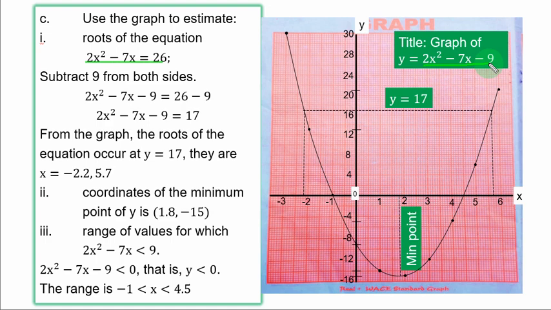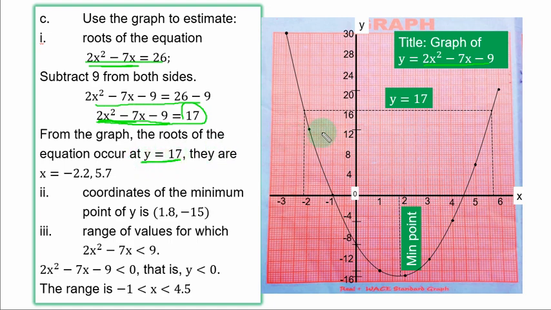So for you to use the graph to solve any other equation, that equation must be simplified to the one that is plotted. To achieve that, from here you simply subtract 9 from both sides, so you have it in this form. Therefore 2s squared minus 7s minus 9 is equal to 17. And you know everything here is equal to y. If you replace this with y, it means the solution of the equation occurs at y equal to 17.